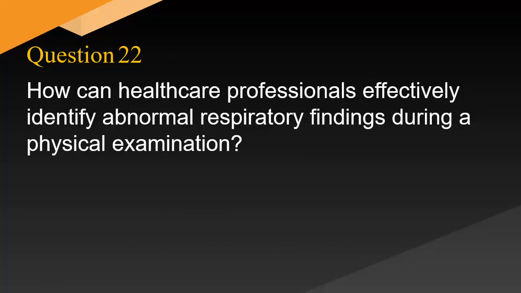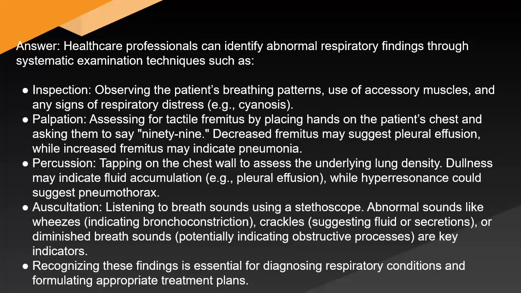How can healthcare professionals effectively identify abnormal respiratory findings during a physical examination? Answer: healthcare professionals can identify abnormal respiratory findings through systematic examination techniques such as inspection, observing the patient's breathing patterns, use of accessory muscles, and any signs of respiratory distress, e.g. cyanosis; palpation, assessing for tactile fremitus by placing hands on the patient's chest and asking them to say 99. Decreased fremitus may suggest pleural effusion, while increased fremitus may indicate pneumonia.